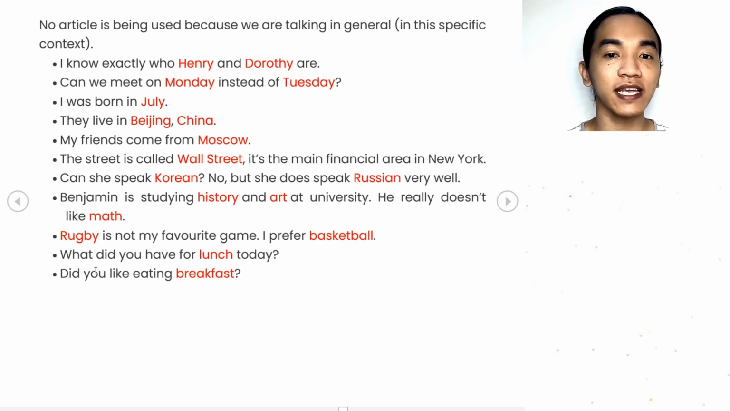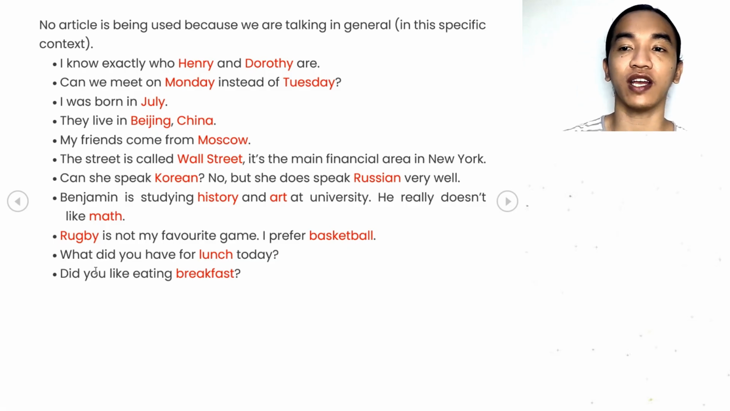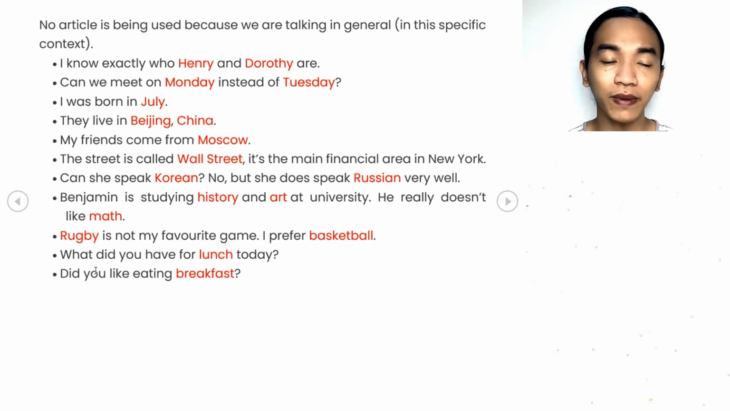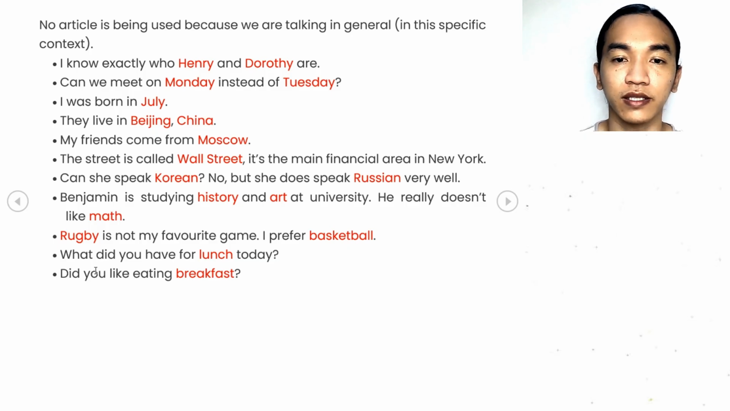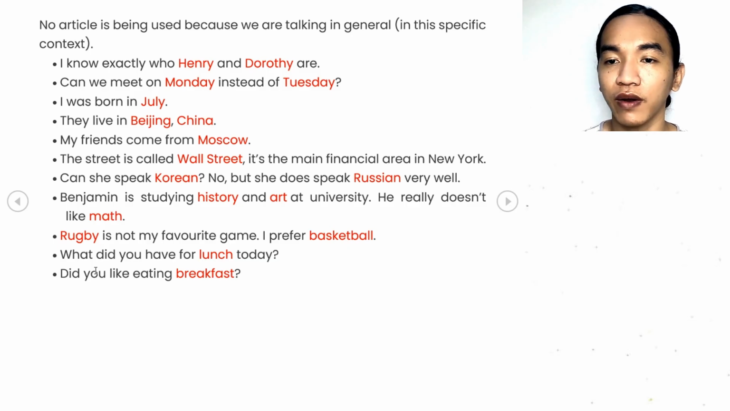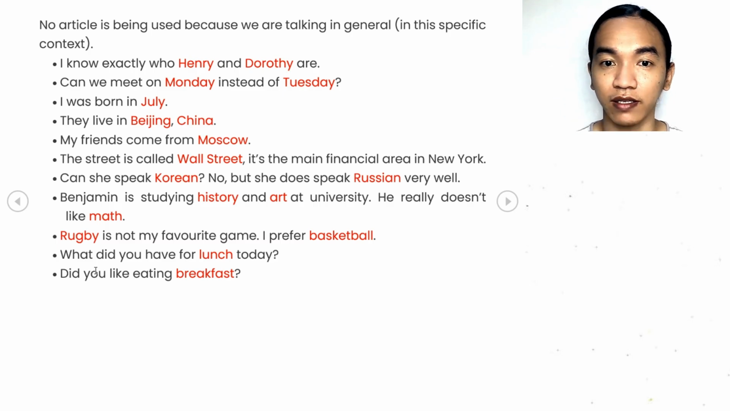Okay, so let's see here. No article is being used because we are talking in general. So in this specific context. So always remember, when we are trying to generalize or when we are generalizing things, then we do not use articles. Okay, like for example, I know exactly who Henry and Dorothy are. So in this case, Henry and Dorothy are people that we know, but they are specific, but then we don't use the, okay, for this case. So we don't have any articles here.